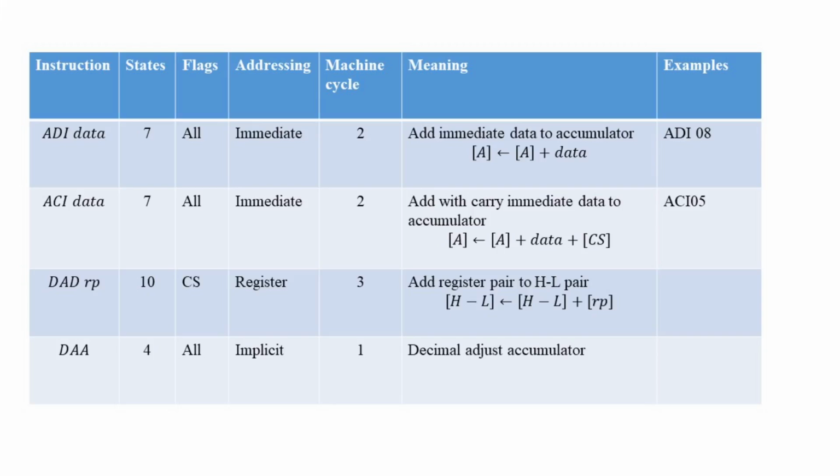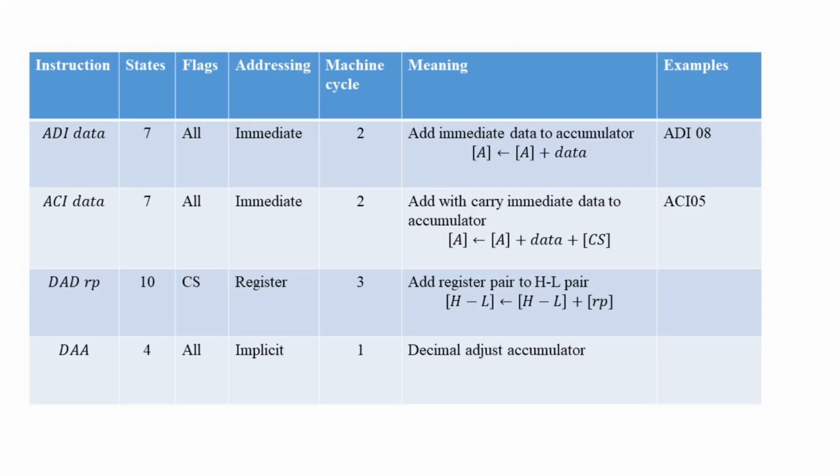Next is ADI data. ADI data, here the data or the operand is represented directly. So the addressing mode is immediate. When we execute this line, we add the data with the accumulator. That means the content of the accumulator plus data is stored in the accumulator. One example is ADI 08.